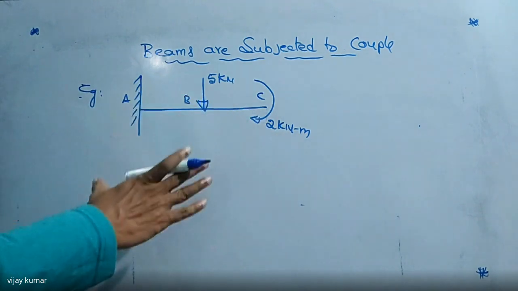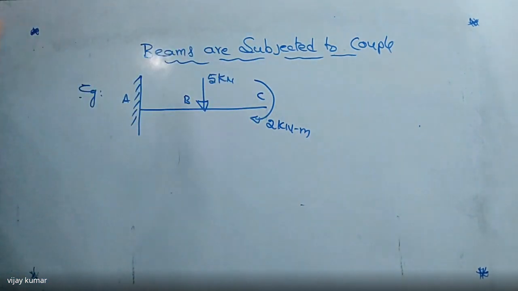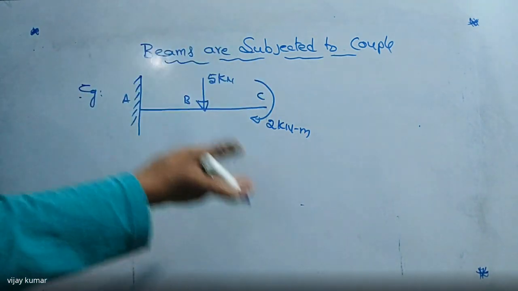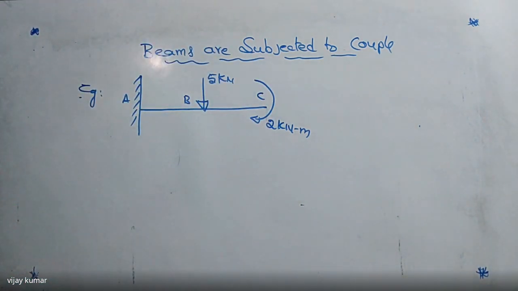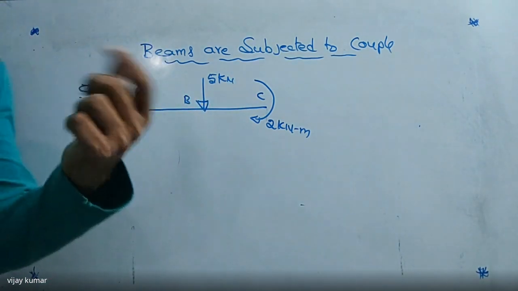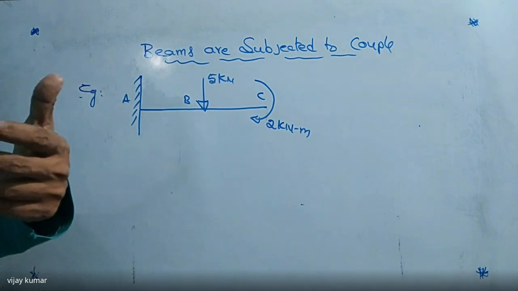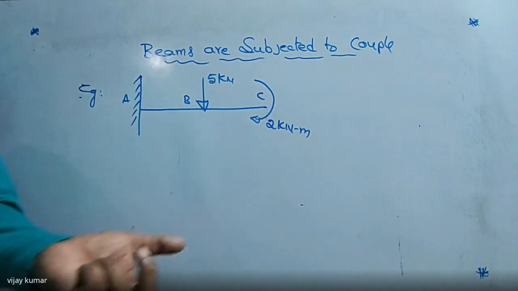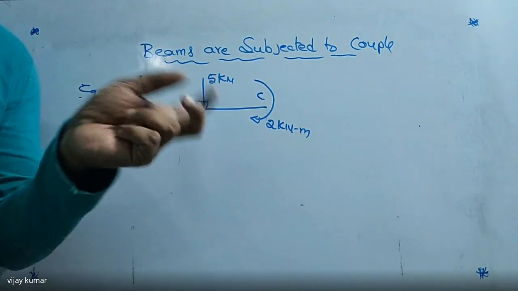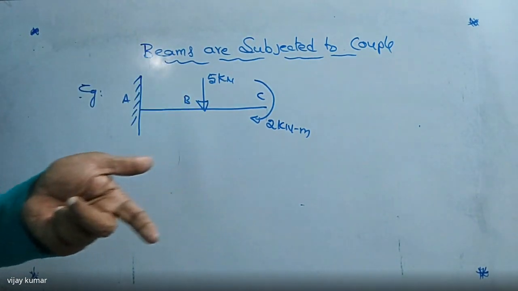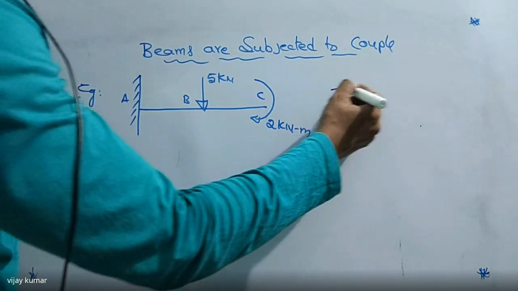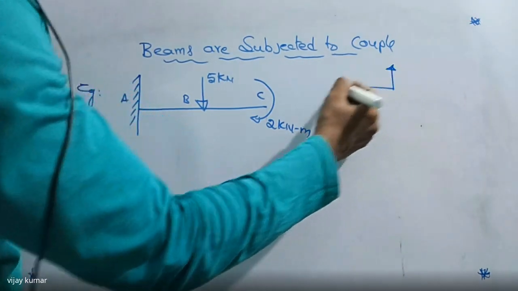If you want to draw the shear force diagram, don't consider the couple. Why? Because it is like a moment. It is also named as moment here. Listen carefully. What is the definition of couple? Equal and opposite forces acting at a point on a beam so that the beam may rotate in either the clockwise or anti-clockwise direction. So the couple is nothing but the bending moment of the individual forces.